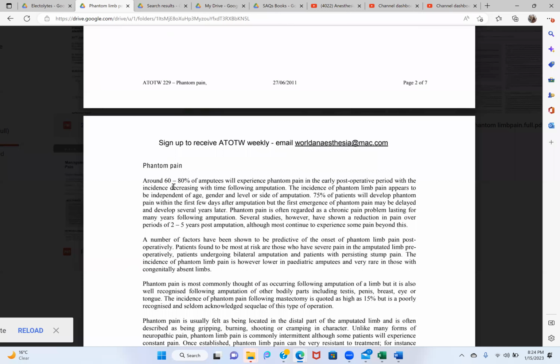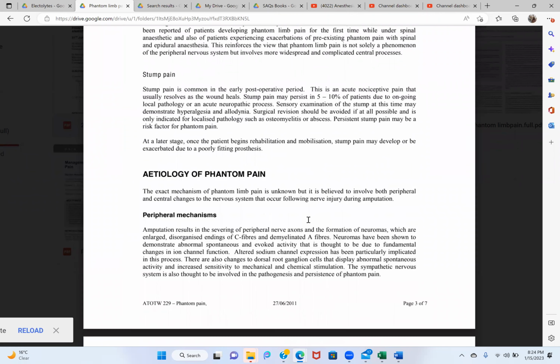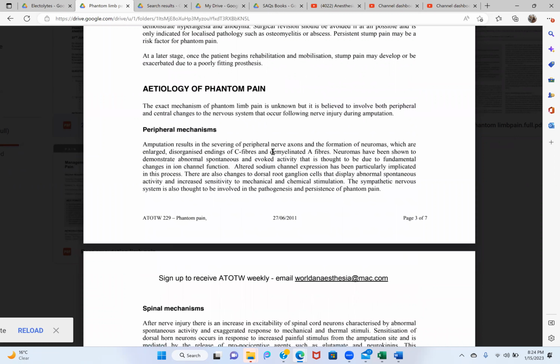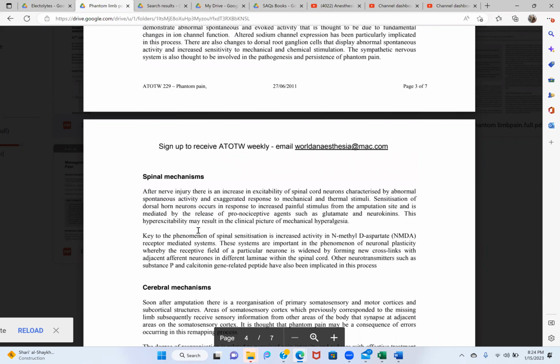Okay. So it's a very high incidence. Around 60 to 80% of amputees will experience phantom pain. Okay. So now the etiology. The peripheral mechanism, as I told you: when they are cutting, there is severing of peripheral nerve axons and formation of neuromas. And disorganized endings of C fibers and demyelinated A delta fibers. So neuromas have been shown to demonstrate abnormal spontaneous evoked activity that is thought to be due to fundamental changes in ionic channels.